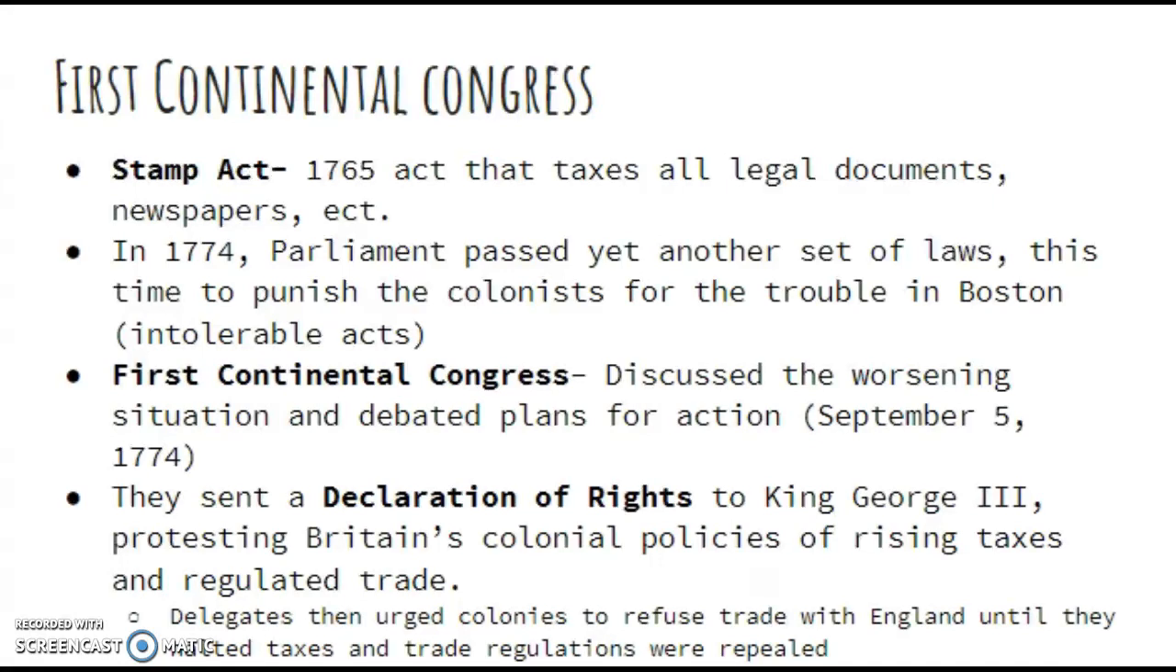Delegates then urged colonies to refuse trade with England until they halted taxes and trade regulations were repealed.